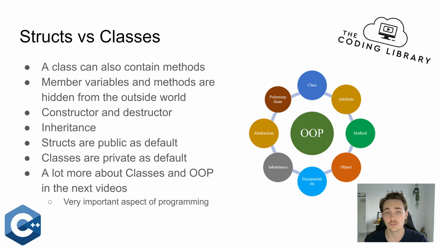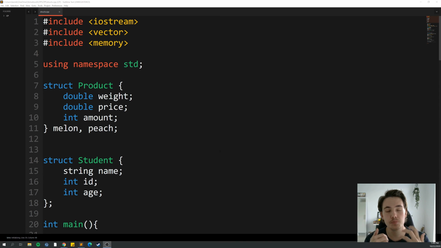But now I'm going to show you some examples of how we can use structs in C++. So we're now in Sublime Text here, and I'm going to show you some different examples. First of all, we're going to include the libraries that we're going to use in the code here. The first struct we're creating is this product structure here.